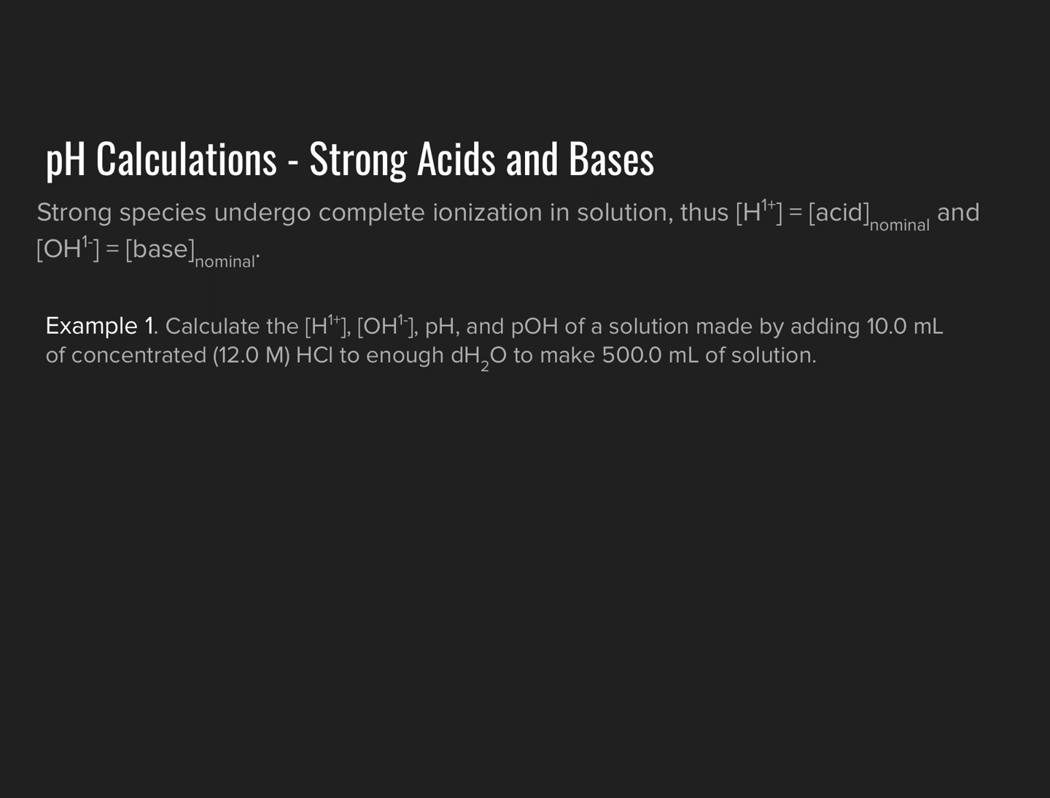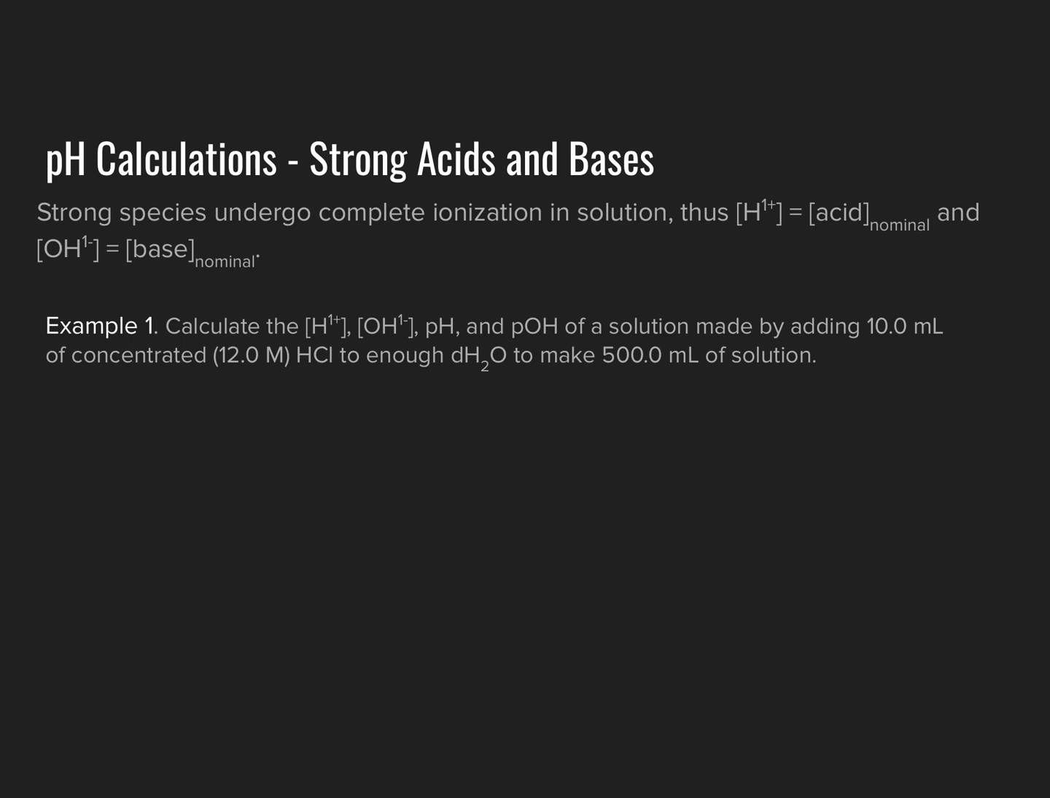The reason being that strong species, as they dissolve in solution, undergo complete ionization, and thus we are safe to assume that the given concentration of hydrogen ion in a strong acid solution is equivalent to the nominal concentration of the acid, as every one of those molecules of the acid will undergo complete dissociation into its component ions. And likewise for a strong base, the concentration of hydroxide ion would be equal to the nominal concentration of that strong base in solution for the same reason, that is, the dissociation is complete.